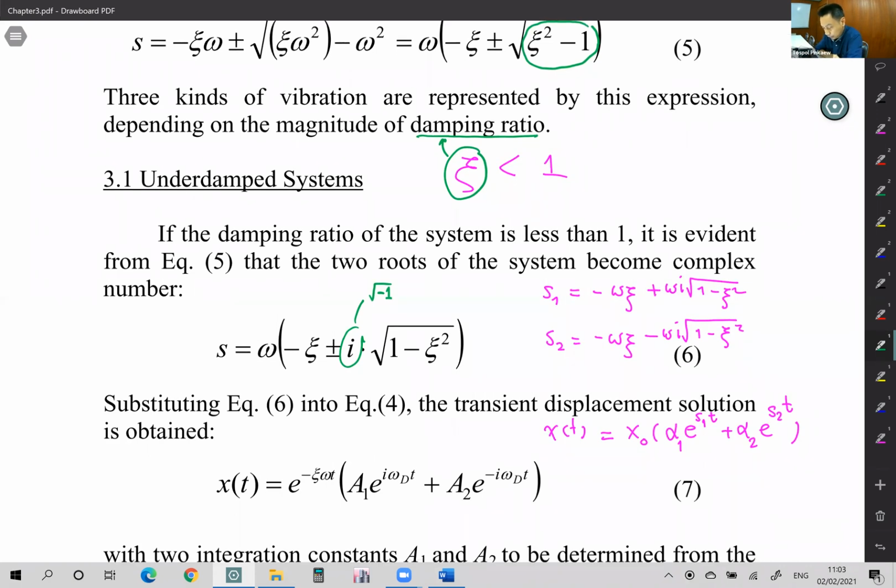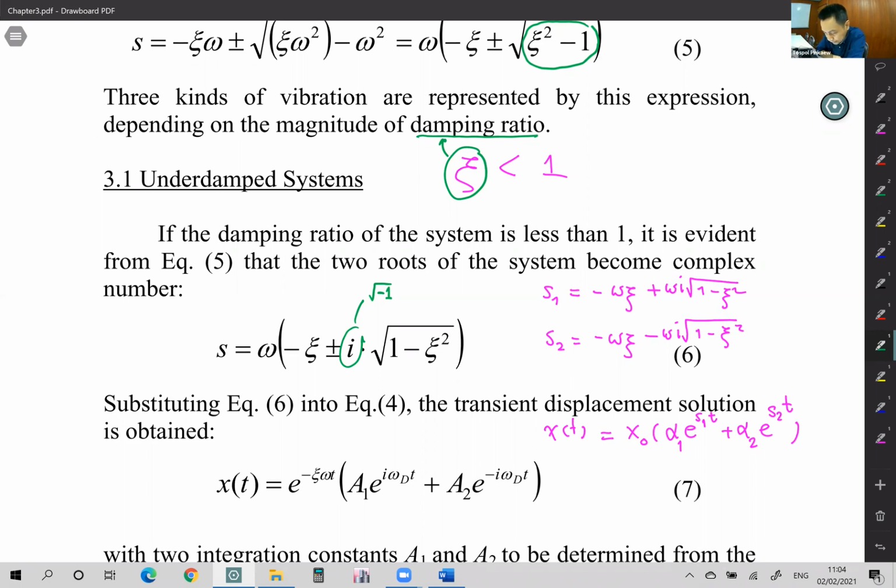Okay? And this makes the term of S become a complex conjugate. You have S1 and S2. You have two solutions. S1, you use the positive sign, right? And S2, you use a negative sign. You see, both of them have a common real part, but they have a plus and minus of the imaginary part. If you share the same magnitudes of the real part and imaginary part, but the sign changes from plus and minus in the imaginary part, we call these two numbers a complex conjugate.